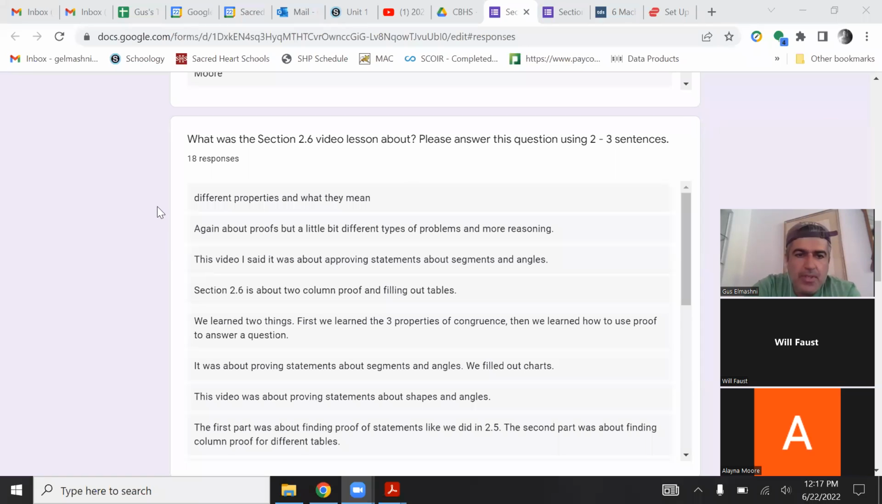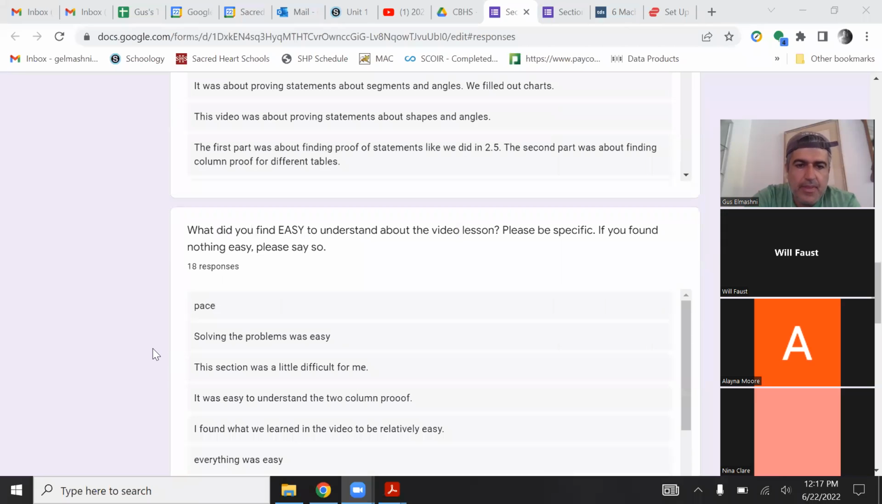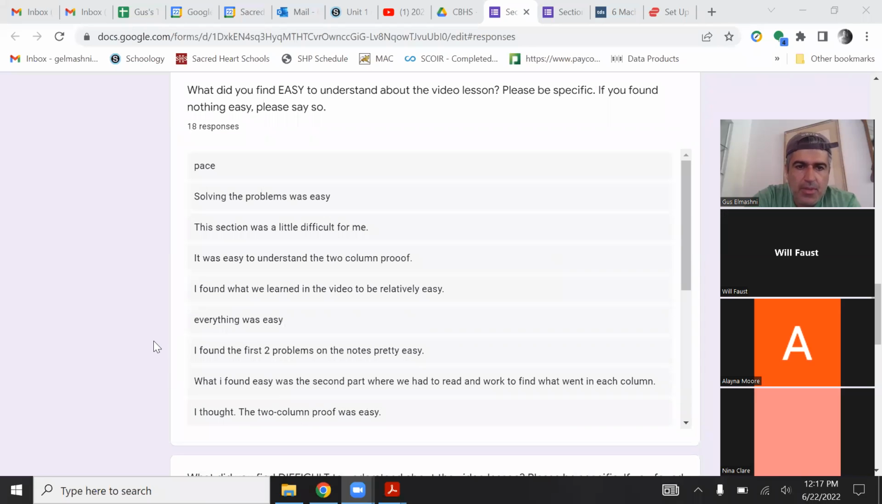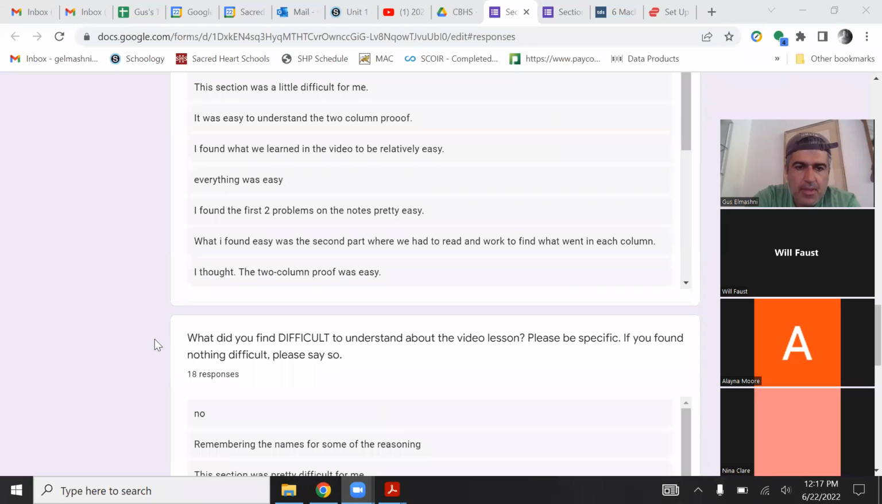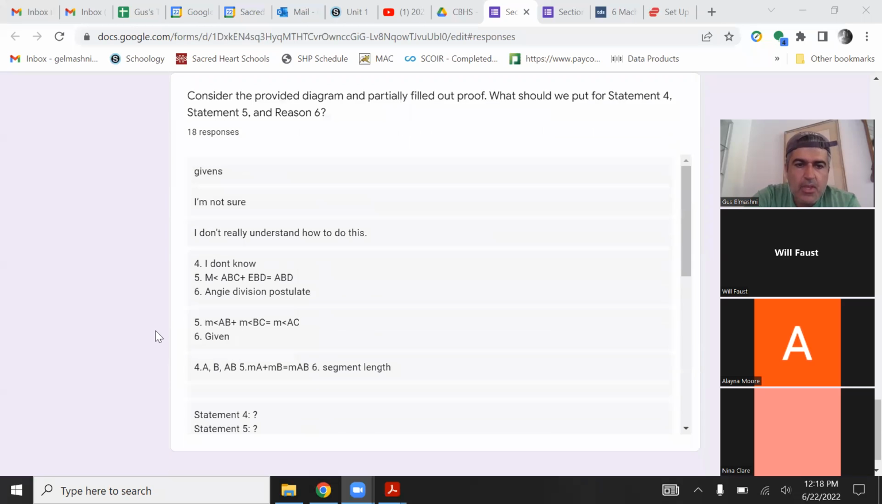All right, 2.6. Yeah, it's about proofs, more reasoning, logic. Good. You thought the pace was fine. Section was a little difficult. Yeah. Okay. Remember and answer some of the reasoning. Some found it a little difficult. Filling chart stuff can be confusing. Okay, fair enough. So now let's talk about this.